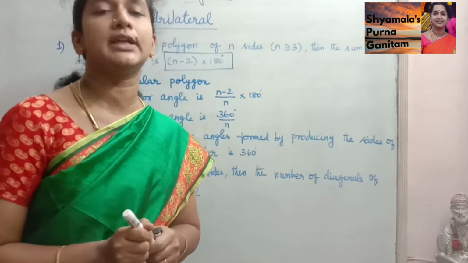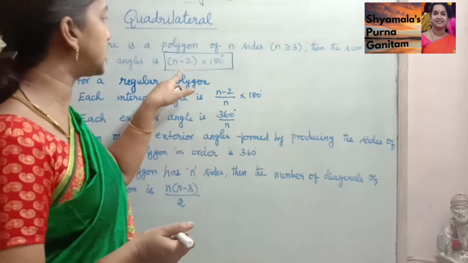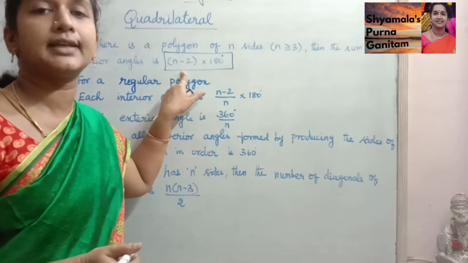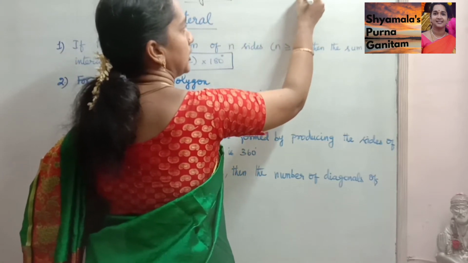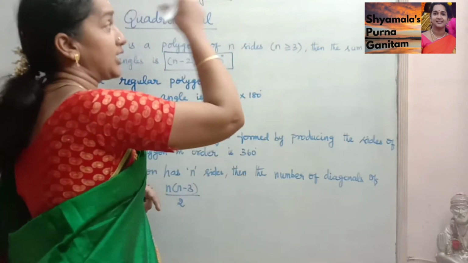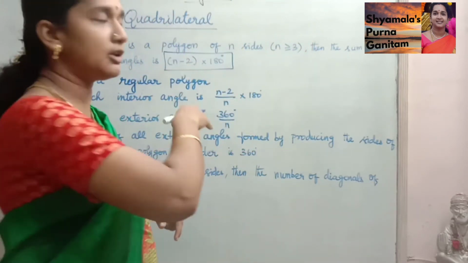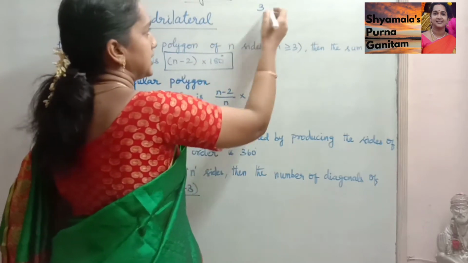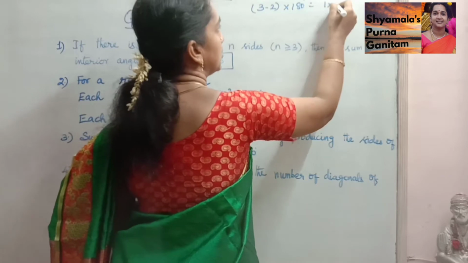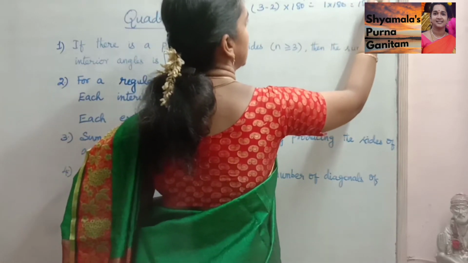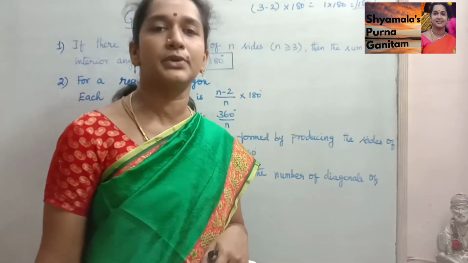One known and one unknown we will do. We know that the angle sum property of a triangle is 180, so we will use that in this formula. The number of sides for a triangle is 3. If we substitute that in the formula n minus 2, we get 3 minus 2 into 180. 3 minus 2 is 1, and 1 into 180 is 180. So we know that 180 is the sum of interior angles of a triangle.